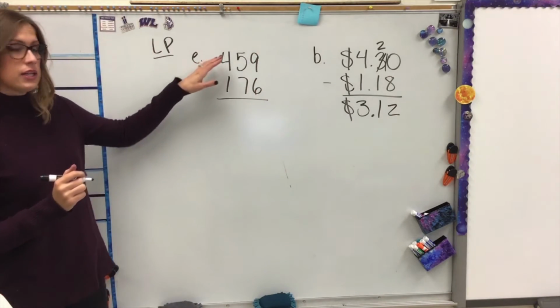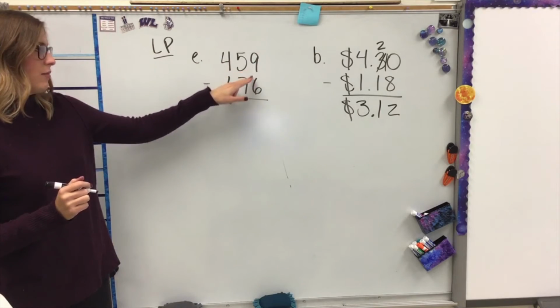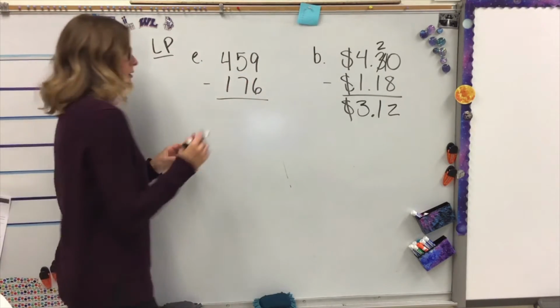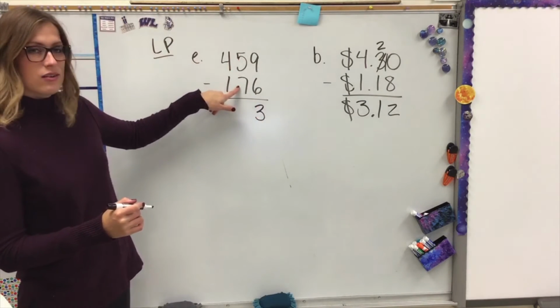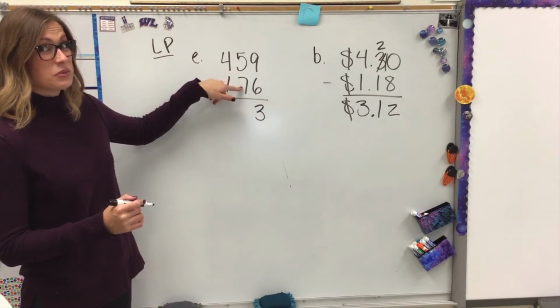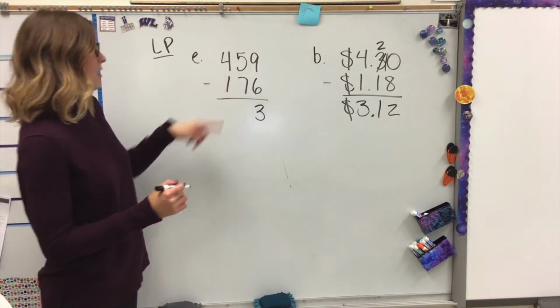On E, we can do 9 minus 6. What's 9 minus 6? 9 minus 6 is 3. 5 minus 7, 5's smaller than 7, so we can't do that.